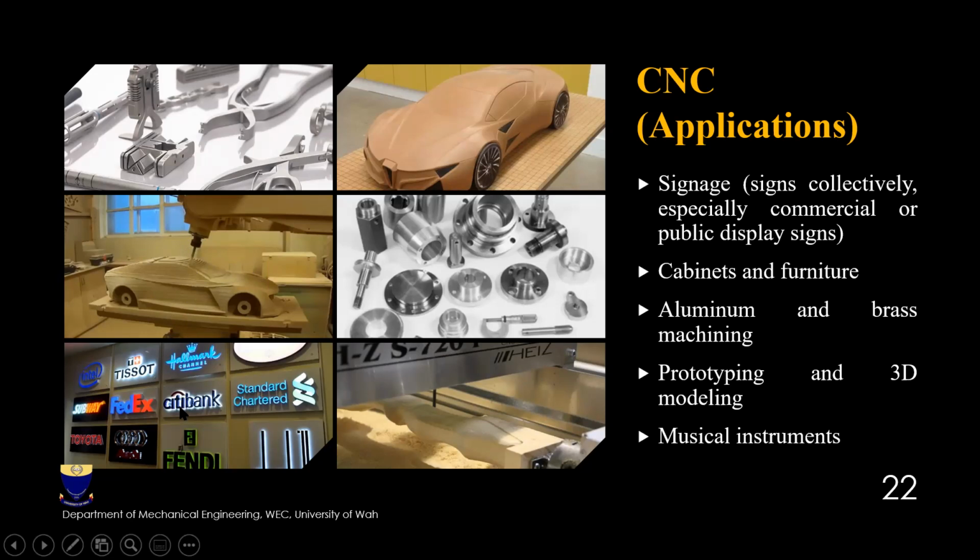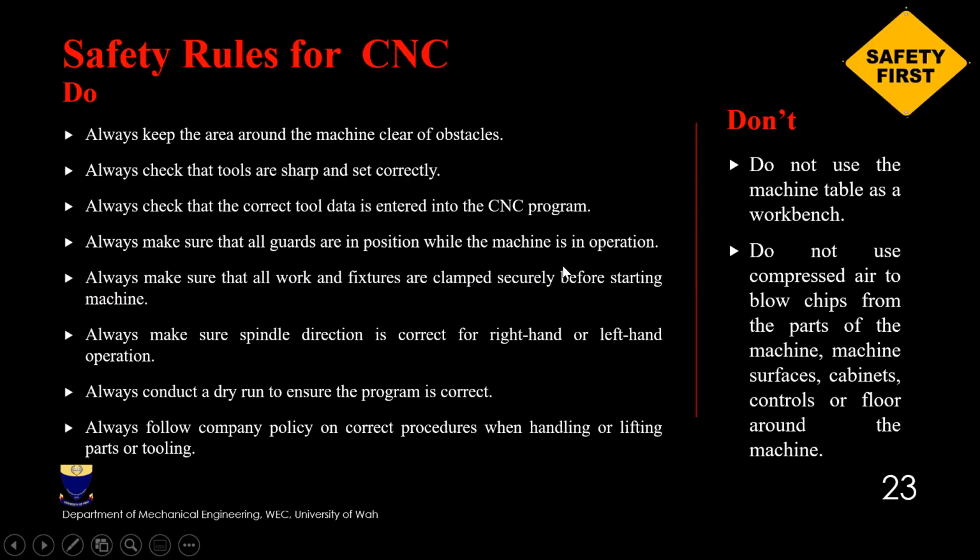Signage, basically, these are the boards used for display outside a bank or for signals or anything else. Cabinets and furniture, aluminum and brass machining, prototyping and 3D modeling, and musical instruments can be made by using CNC applications. And this is the application of the CNC lathe machine, in which a part which is symmetric about its axis is made with the help of the CNC machine.